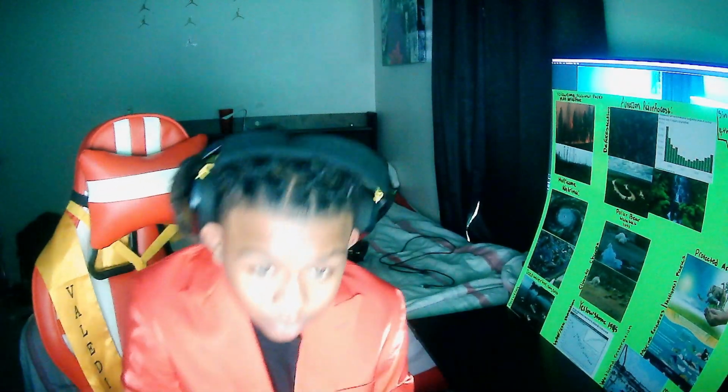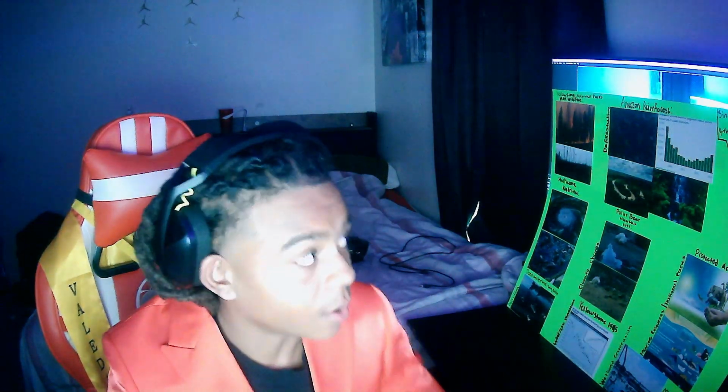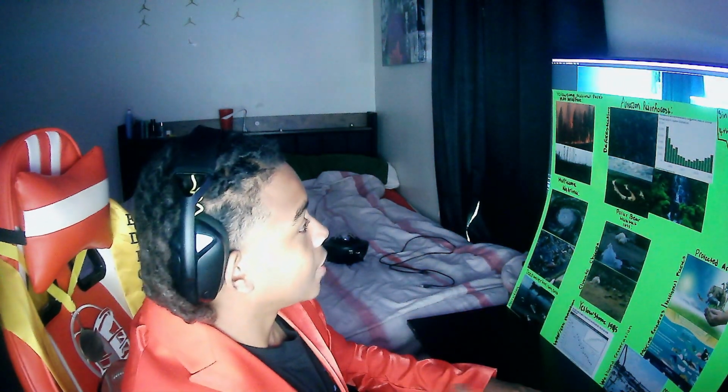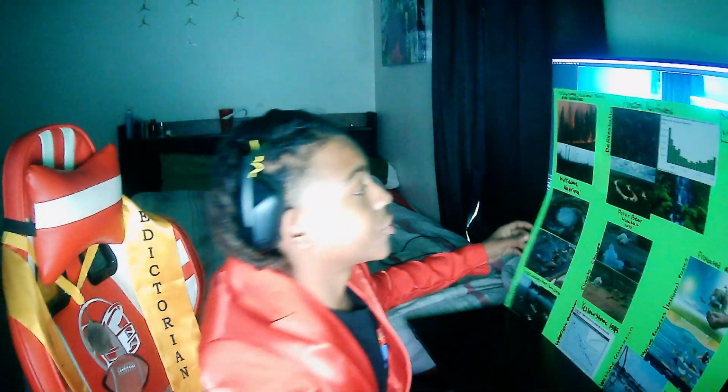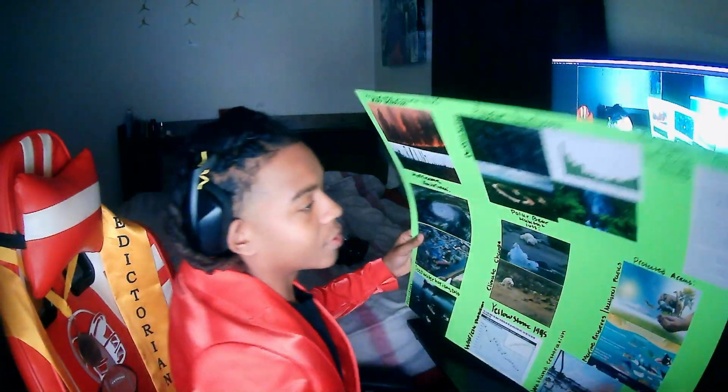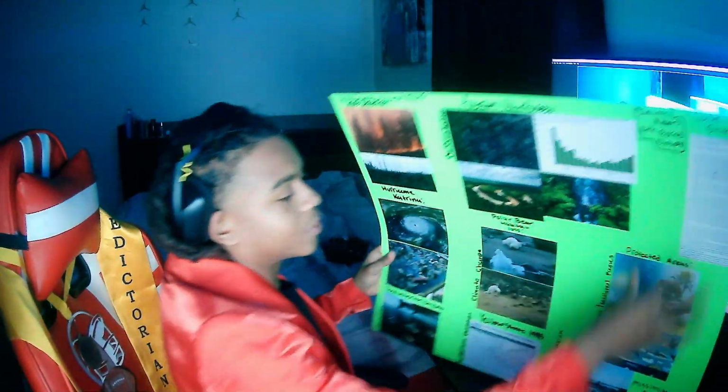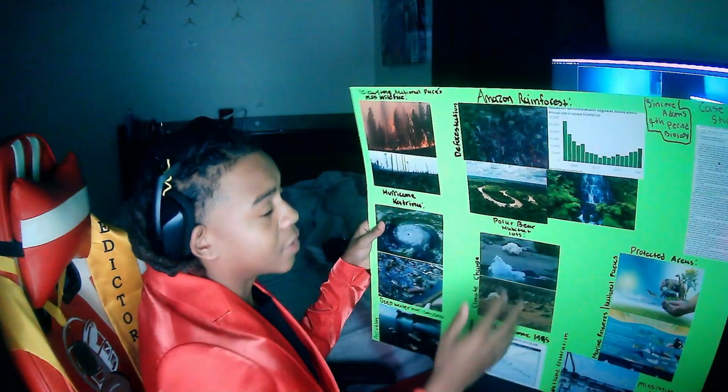Now we're going to transfer over to human-induced changes. Human-induced environmental changes are simply changes that were created by humans, which is the exact opposite of natural, because humans intervene to make this happen. For example, we have habitat destruction in the Amazon rainforest, which would be deforestation.